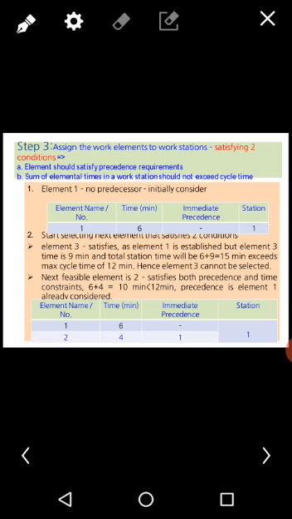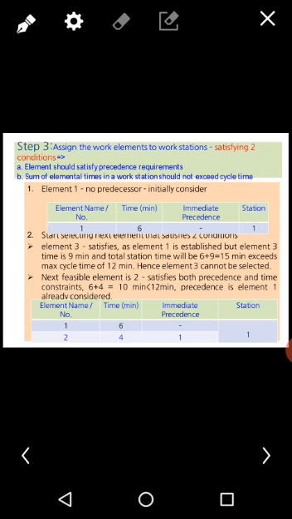element 1, and element 1 doesn't have any precedence and it's an initial or starting point, so we took that element 1, its time is 6 minutes and its precedence is dash, and we can call it station 1. Here we need to calculate the time against the 12 minutes. Next, start selecting the next element that satisfies the two conditions.